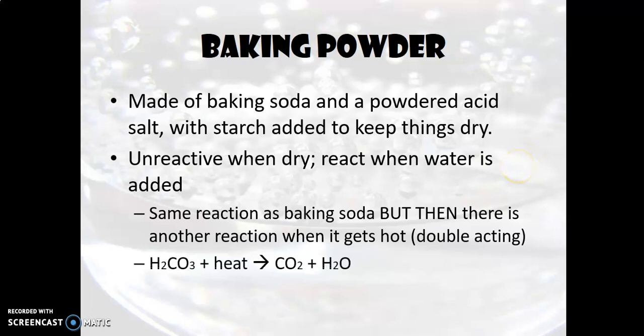So in the case of the double acting baking powder, the first reaction is exactly the same as the previous one with the baking soda. The second reaction, though, is with a chemical called carbonic acid, H2CO3. H2CO3 is an unstable acid that if you heat it, it will produce carbon dioxide and water. So that's where you get the second reaction. The first reaction is the acid mixing together with the baking soda, and the baking soda and acid are together right in the can, and as long as they stay dry, they're not going to react. If they are wet, they'll react immediately. The second reaction happens when you heat it, and it releases extra carbon dioxide.